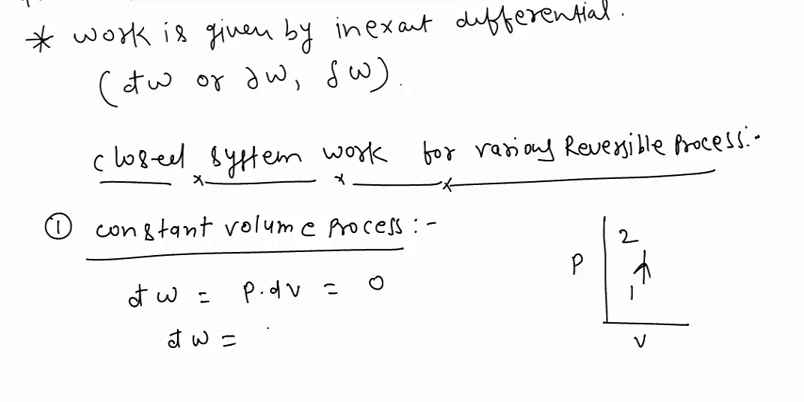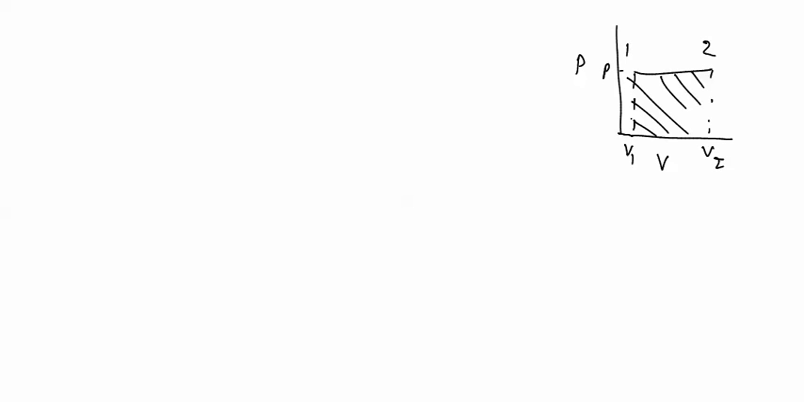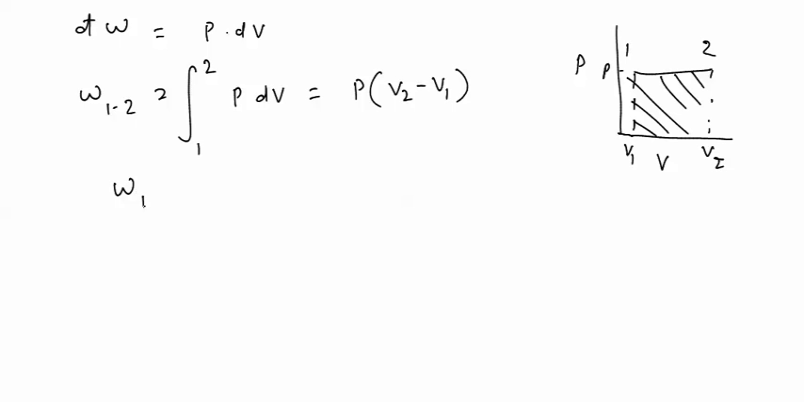Again we will check the work done for the constant pressure process. This is the PV diagram of the constant pressure process, where P is the pressure, and this is the volume of state one and this is the volume of state two. The area of this portion will be given by del W equal to P dV, or to find the work done from state one to two, it is the integration of P dV, which equals P(V2 minus V1). It means the work done for the constant pressure process is equal to constant pressure times change of volume.